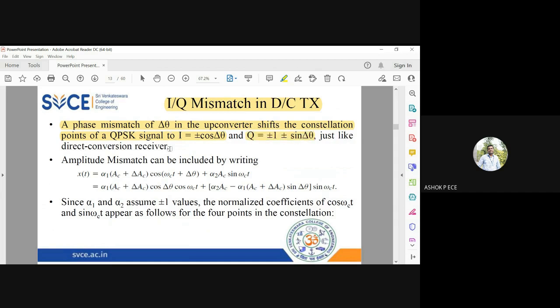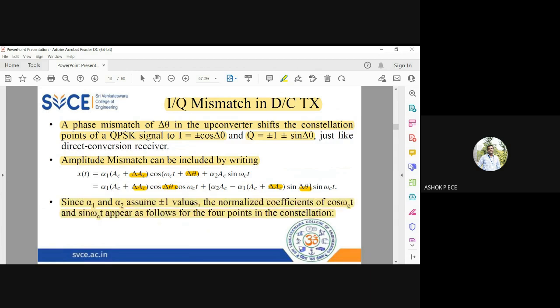And if you include amplitude mismatch, I'm going to scale it by alpha 1 and alpha 2, and I'm going to add two terms, delta A and delta theta. So delta A is going to be the change in the gain amplitude, and delta theta is going to be the change in the phase shift of your LOs. Okay, alpha 1, alpha 2 will take plus or minus 1, a normalized value.